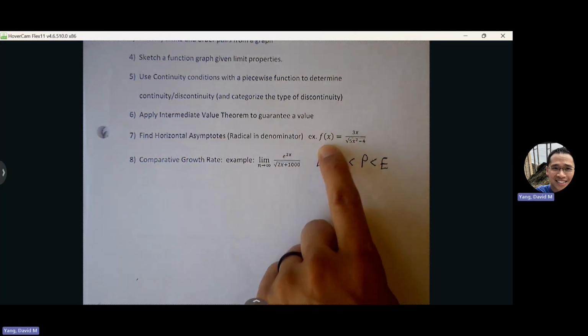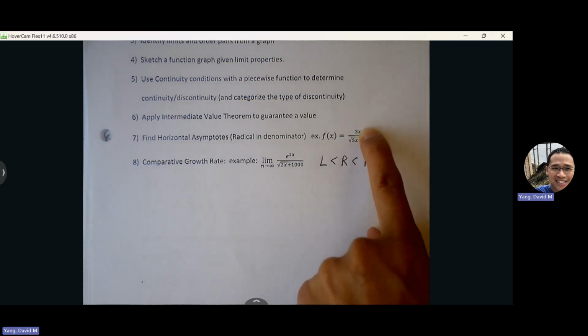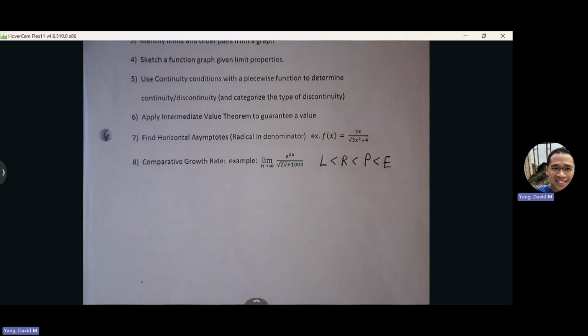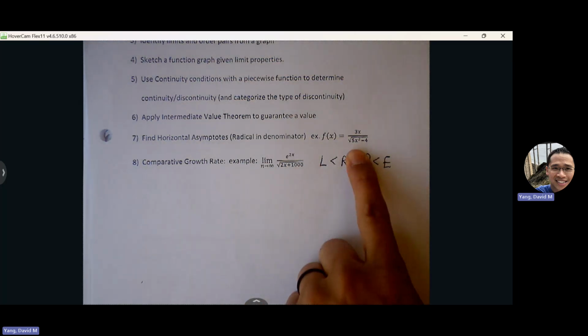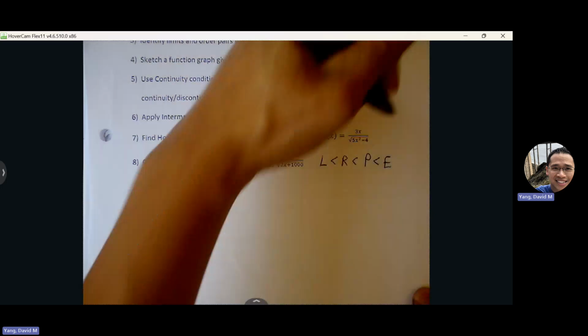Finding horizontal asymptotes. This is where there's a radical in the denominator, and we just do the limit as x approaches infinity, and we just know it's the ratio of the coefficients, but it's plus and minus. So we have two horizontal asymptotes. In this case, this one will be y equals 3 over root 5, and y equals 3 over negative root 5.